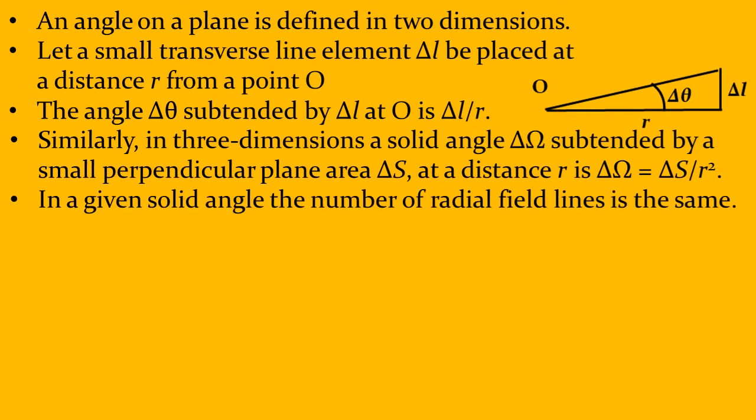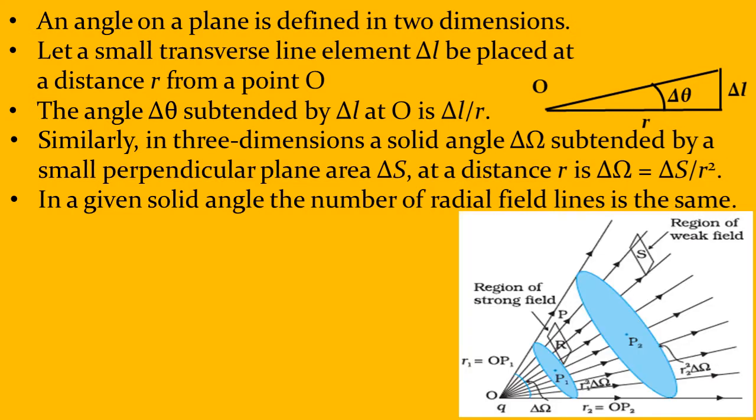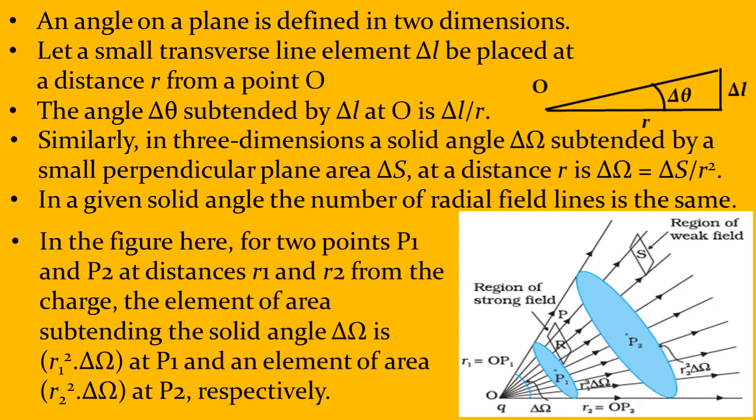Similarly, if I have a solid angle, let's call it delta omega, let us say it is subtended by a small perpendicular area delta S, that is a covering on the ice cream cone, that flat piece of paper there. It has a small area delta S. Let us say it is at a distance r. That means the length of your cone is r and the angle subtended is delta omega. Then the angle is delta S divided by r square.